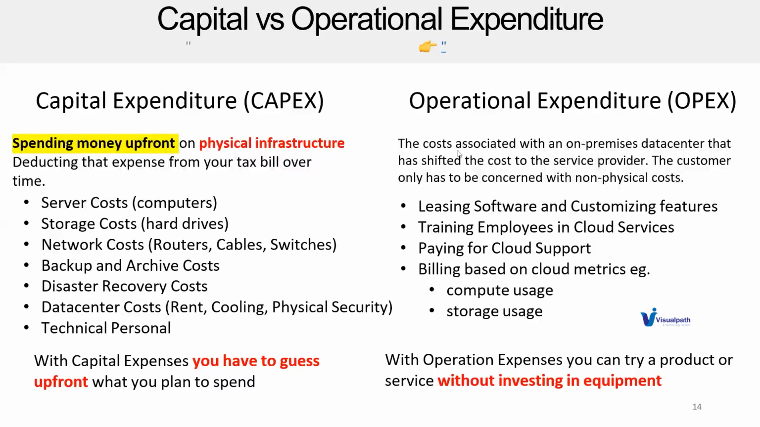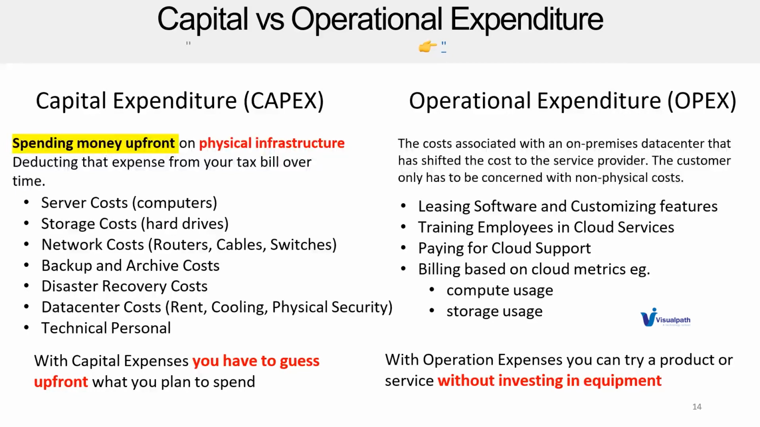But I told you, the cost associated with an on-premise data center has shifted to the cost of the service provider. That means the customer, on the cloud, has to be concerned with non-physical costs: training of the employees, billing based on cloud metrics. How do you get this particular billing? The billing you'll get is for compute usage and then storage usage.